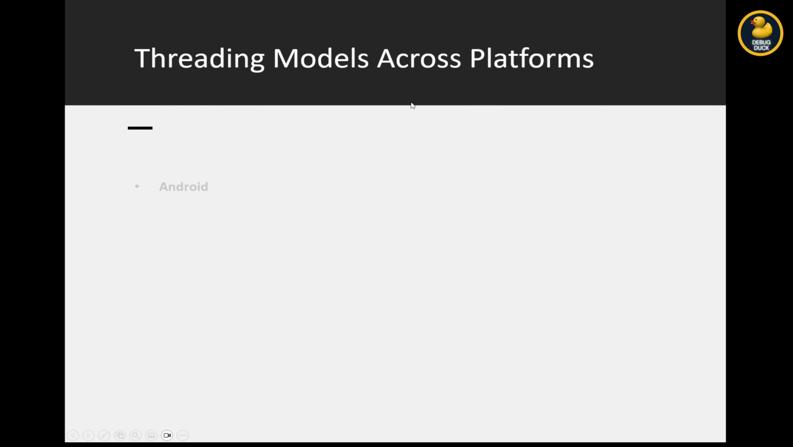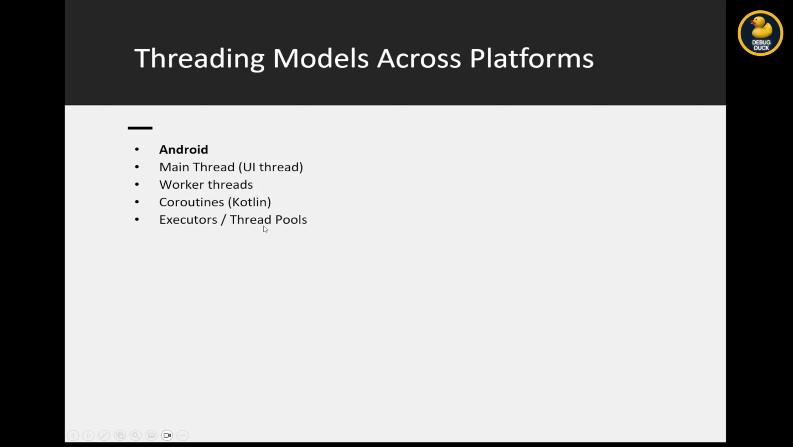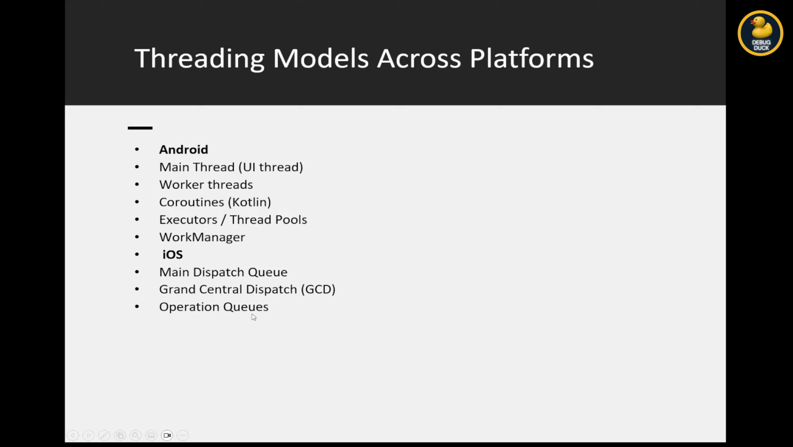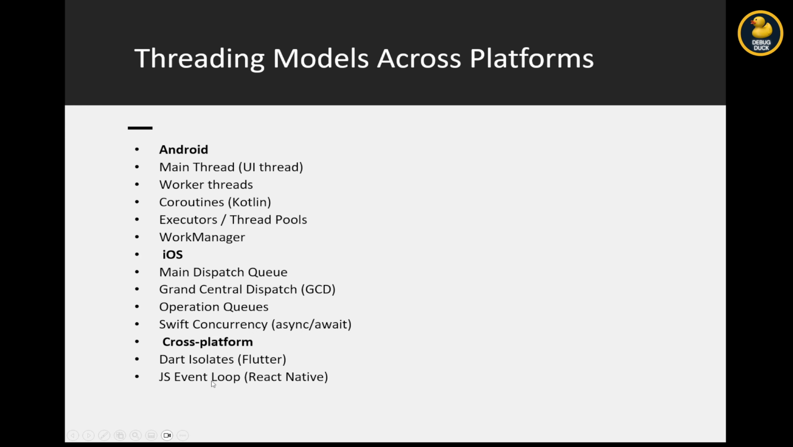Threading models across platforms. In Android: main thread, the UI thread, and worker threads. Coroutines in Kotlin, executors, thread pools, WorkManager. In iOS: main dispatch queue, Grand Central Dispatch, operation queues, Swift concurrency async/await. And in cross-platform: Dart isolates in Flutter, JS event loop in React Native.